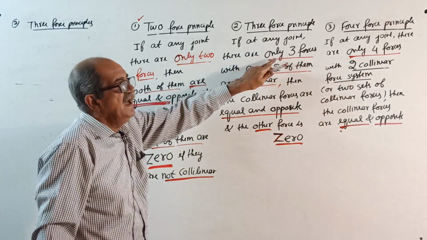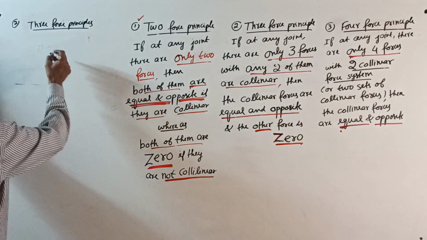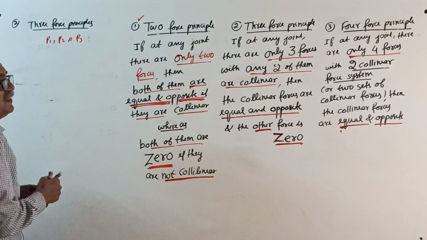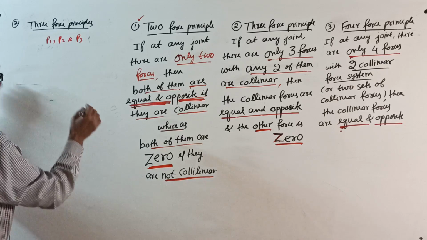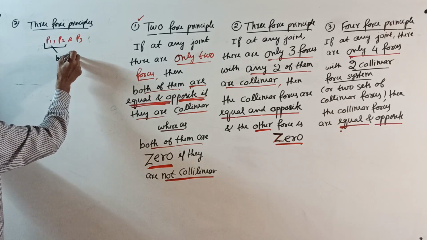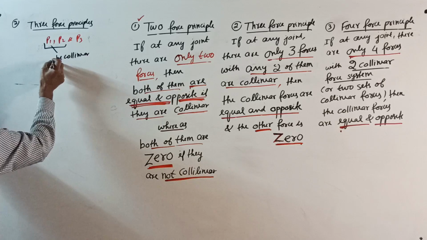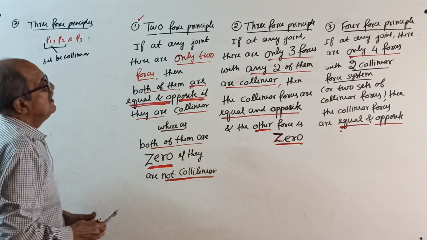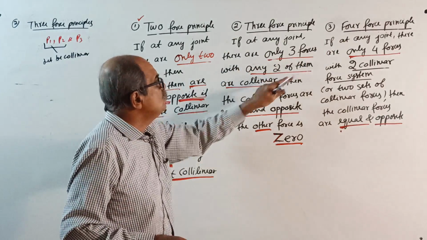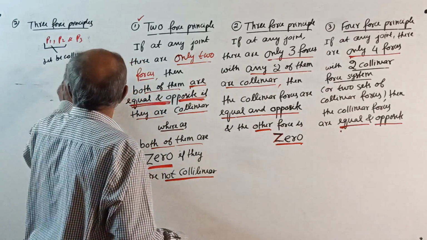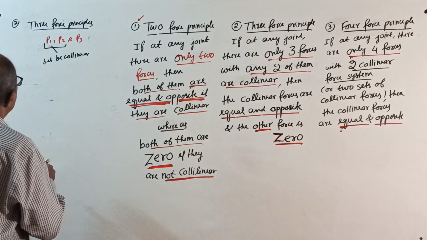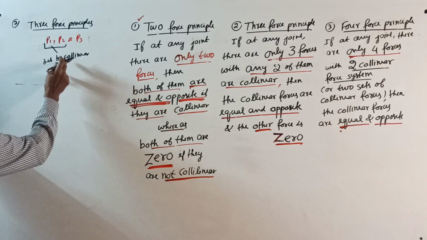If at any joint there are only 3 forces, let P1, P2 and P3 be the 3 forces acting at a joint, and let any 2 of them be collinear. See, what is the condition? If at any joint there are only 3 forces, with any 2 of them collinear, we will take P1 and P2 collinear. P3 may be anywhere. See now, this is a sketch. I will remove this one now.